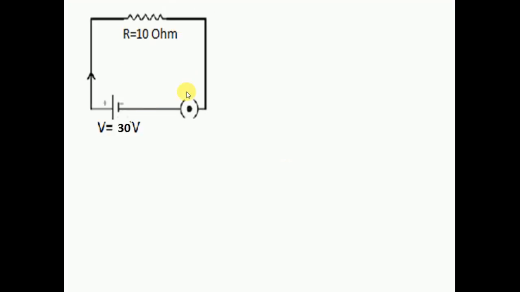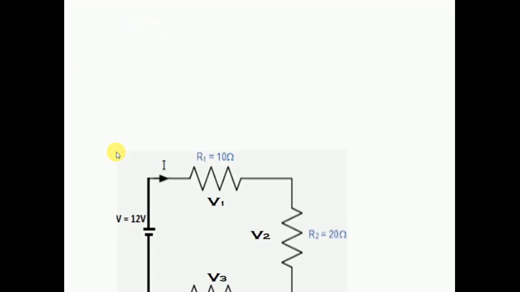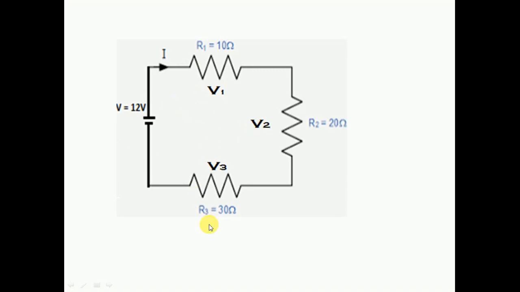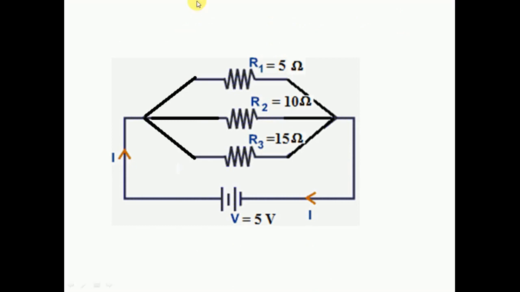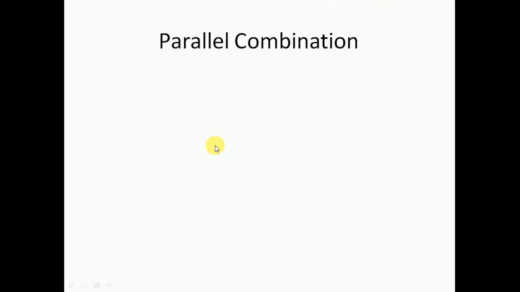So if you have this kind of circuit, we can easily find current using Ohm's law, and if you have this kind of circuit we can simplify this circuit. This is the series combination, so we already know for series combination we just need to add the resistors, so this can also be solved using this formula. But if you have this kind of question in which resistors are connected in parallel, we cannot use this formula, so we have to derive another formula for this combination. So let's derive the formula.